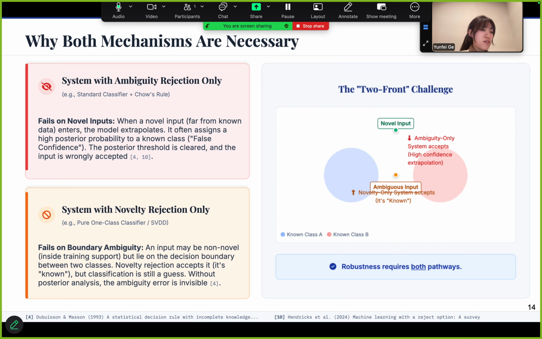Now let's consider a system with only novelty rejection, like a pure one-class classifier or SVDD.